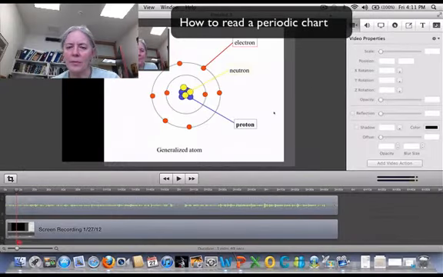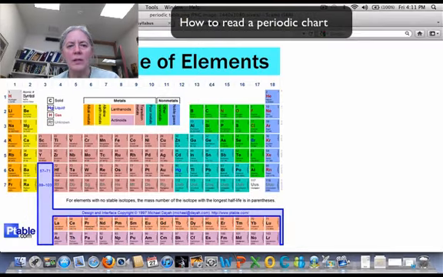Okay, so now we want to talk a little bit about the different kinds of elements.